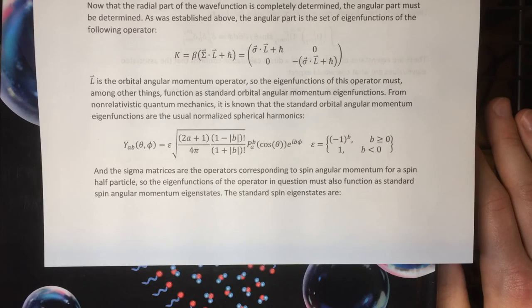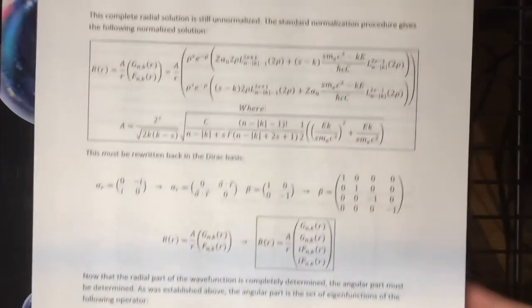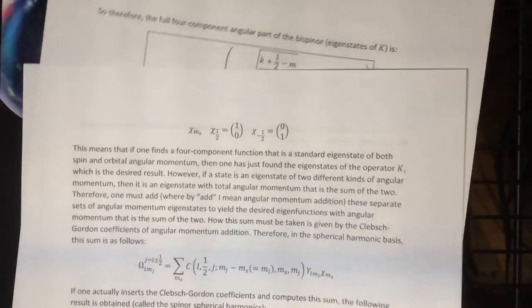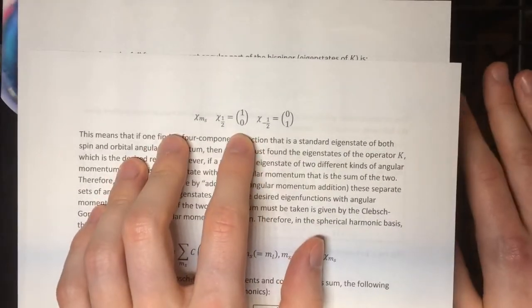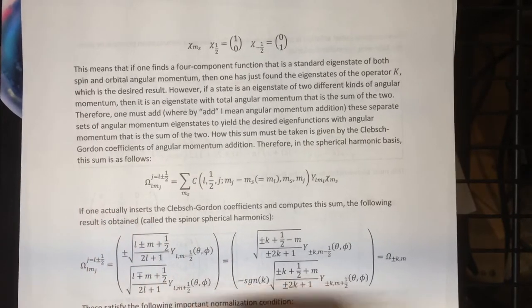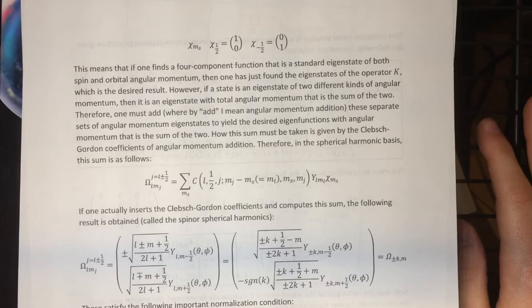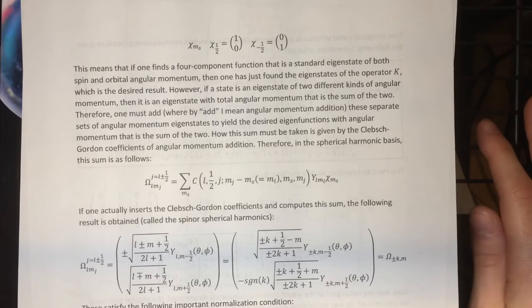So the eigenfunctions of the operator in question must also function as standard spin angular momentum eigenstates. The standard spin eigenstates are, of course, just these 2x2 vectors. This means that if one finds a four-component function that is a standard eigenstate of both spin and orbital angular momentum, then one has just found the eigenstates of the operator k, which is the desired result.